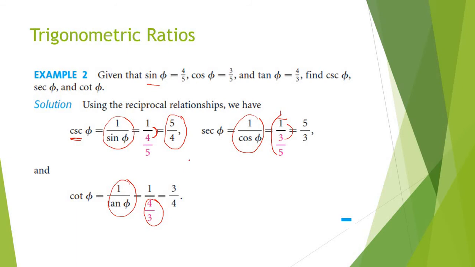So the values now of your cosecant is 5 over 4, your secant now is 5 over 3, and your cotangent now is 3 over 4.